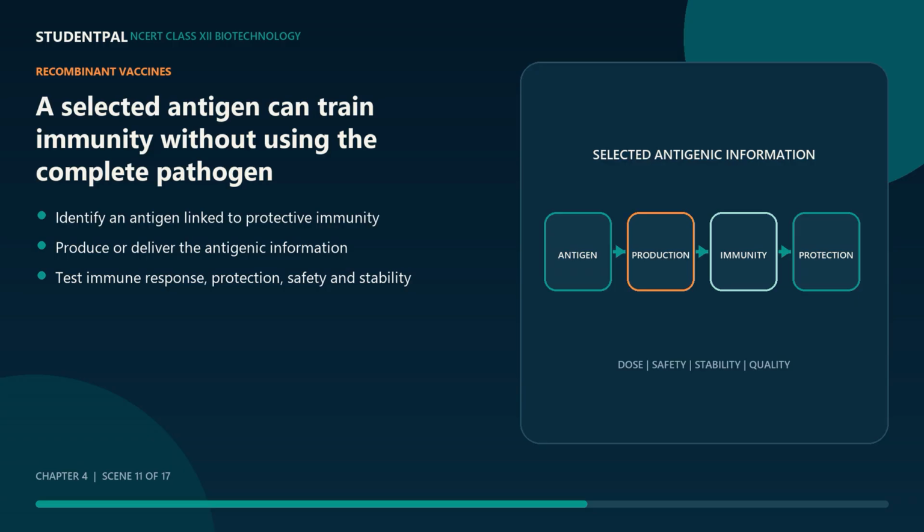Immune studies measure responses such as specific antibodies and relevant cellular immunity, but an immune measurement is not identical to protection. Controlled studies evaluate dose, protection, and safety. Manufacturing must maintain purity, potency, stability, and consistency. A recombinant vaccine can reduce some risks associated with whole organism approaches, yet it still requires careful evidence. The complete pathway is antigen choice, production or delivery, immune evaluation, protection, safety, and quality control.